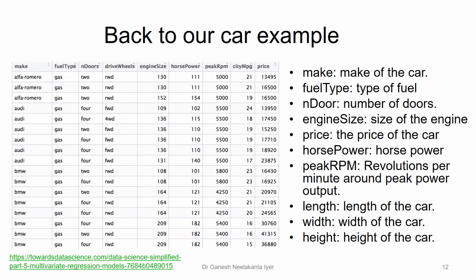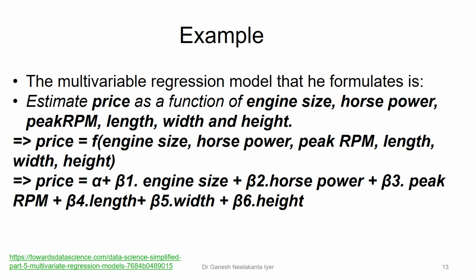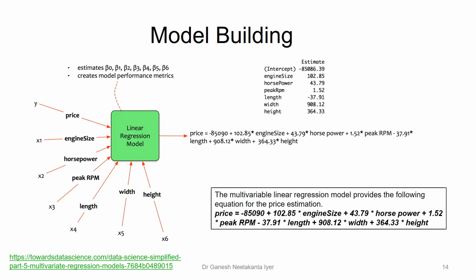So back to our car example, we can take multiple parameters, including make, fuel type, number of doors, drive wheels, and finally represent the price as a function of all these, maybe some of these. So see here, for example, price as a function of engine size, horsepower, peak RPM, length, width and height. So maybe alpha plus different beta parameters for each of these. So you have all these parameters which are given to your model, and given some values for all these weights and the intercept, you will get a y.